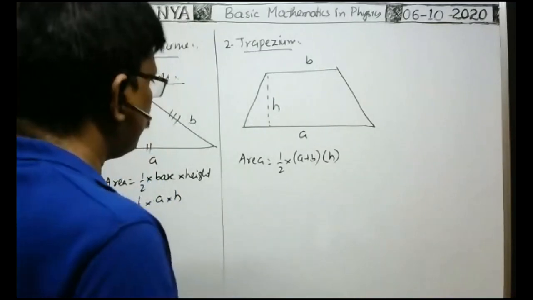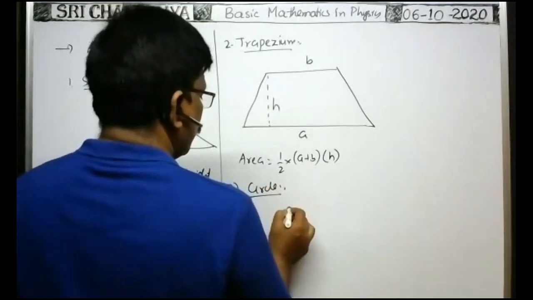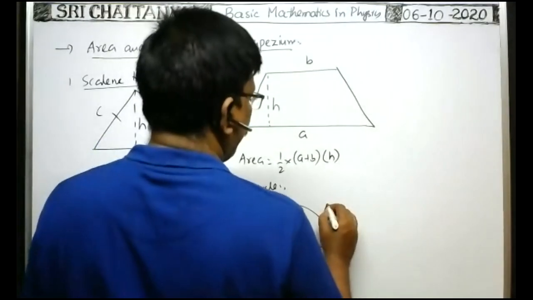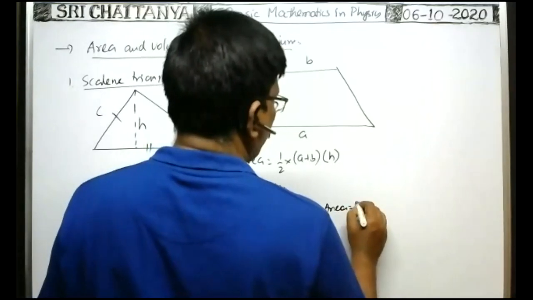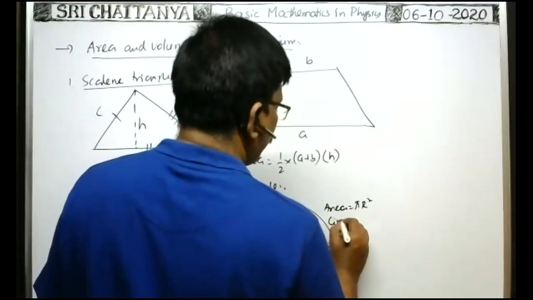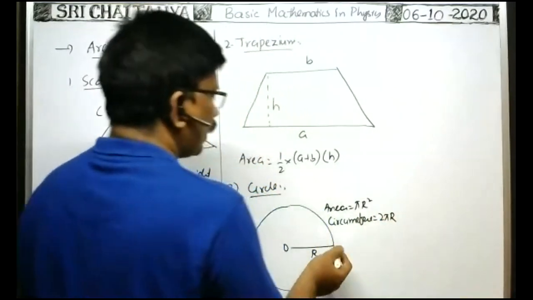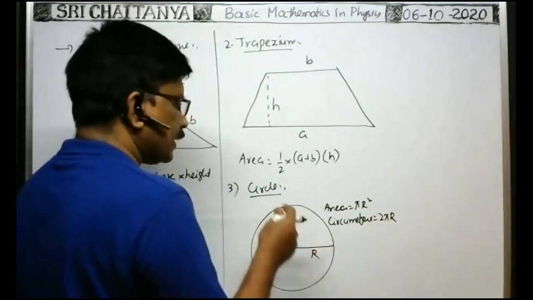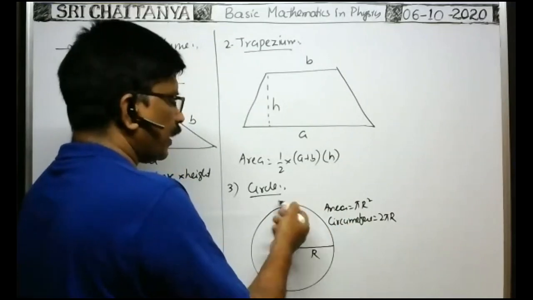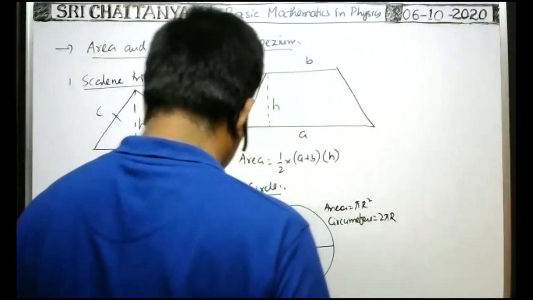Okay. Next, third one, circle. Suppose here it is a circle of radius r. Then what is the formula for area? The formula for area is pi into radius square only, no? Area is pi r square and circumference is equal to 2 pi r. Or the length of the circular path is equal to 2 pi r. It is the circumference, or the perimeter of the circle. That means the total length of the circle. That is the perimeter or circumference of the circle.